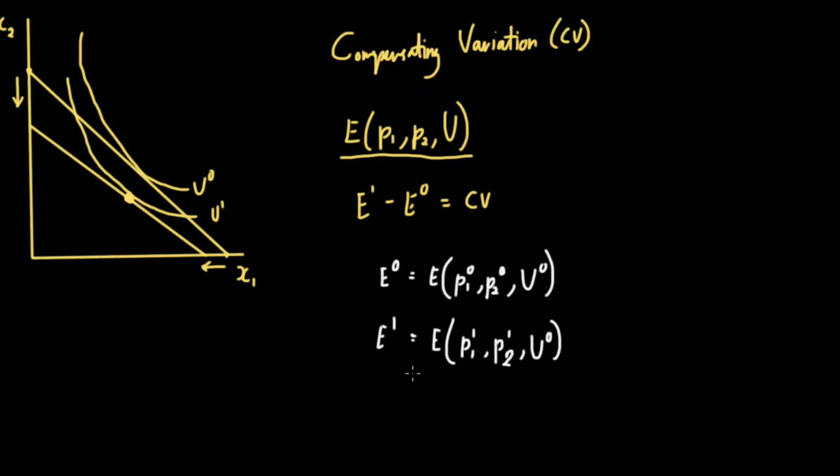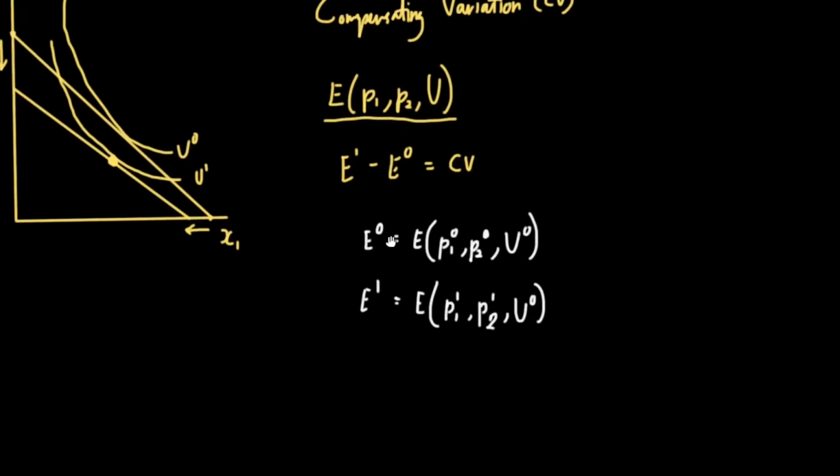I guess you might be wondering what happens when only one of the prices of the goods changes. So let's say that only the price of good 1 changes, but the price of good 2 remains constant. Then our new expenditure, given the price of good 2 remains constant, would now be E(P1¹, P2⁰, U⁰).